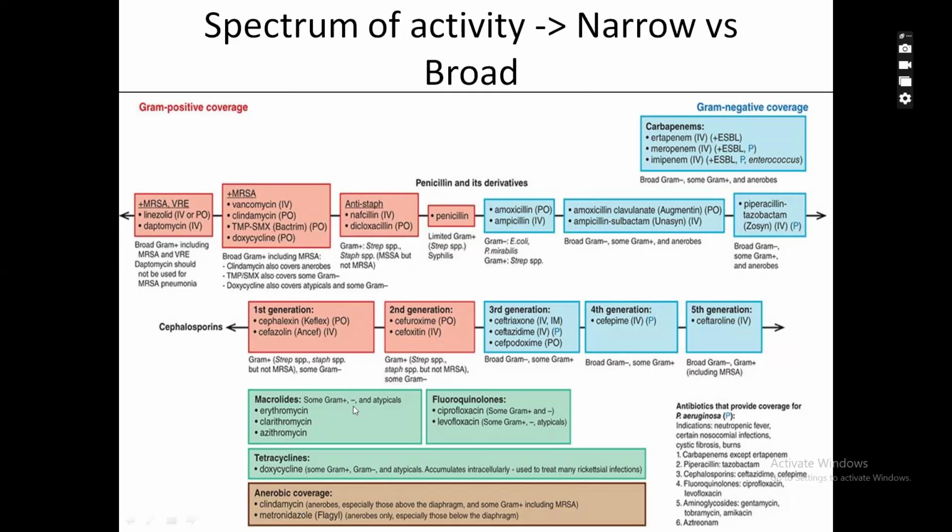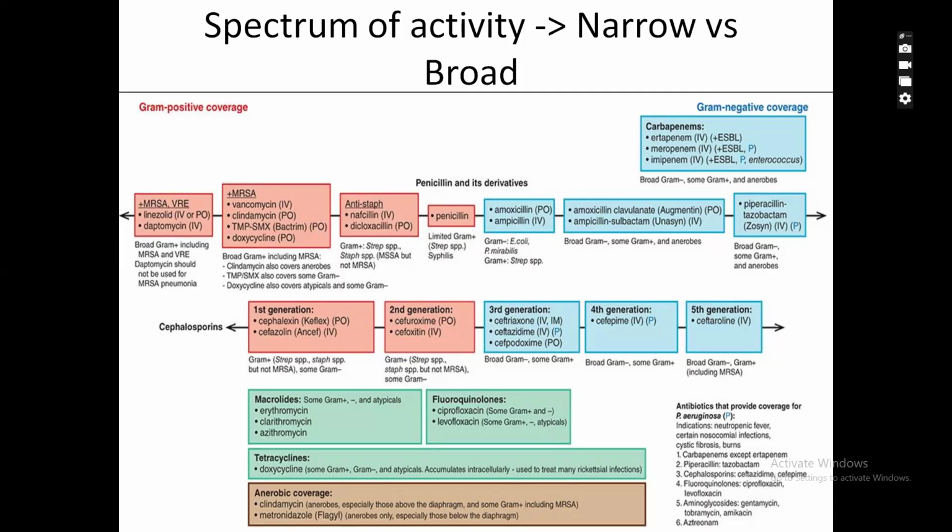You can see at the right hand side of the chart, the antibiotics that provide coverage to Pseudomonas are carbapenems except ertapenem. Very important to remember, ertapenem has no pseudomonal activity. Piperacillin tazobactam, and the cephalosporins ceftazidime, cefepime and cefoperazone also have anti-pseudomonal activity. Fluoroquinolones, ciprofloxacin, levofloxacin, aminoglycosides, and aztreonam, the monobactam. These antibiotics have anti-pseudomonal action.